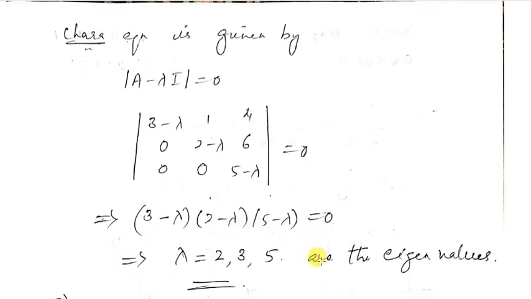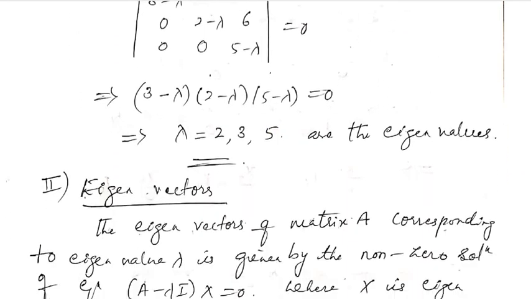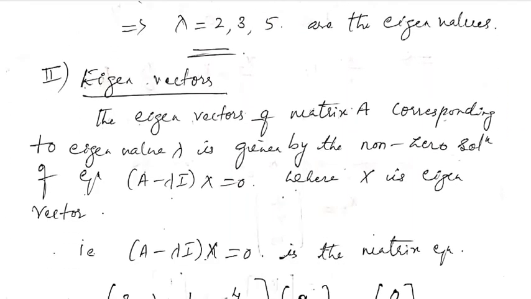So no need to simplify because we have a product of 3 linear terms. So we can find the roots directly by equating each factor to 0. That is 3 minus lambda is equal to 0, 2 minus lambda is equal to 0, 5 minus lambda is equal to 0, which implies lambda is equal to 2, 3, 5. So these are the required eigenvalues. Let us find out the corresponding eigenvectors by forming a matrix equation.